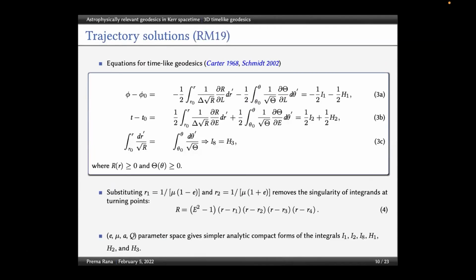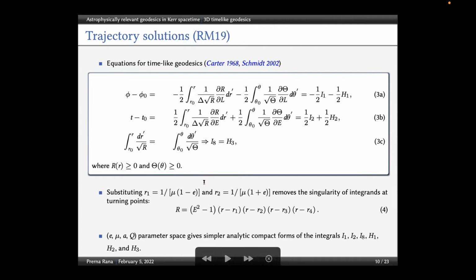Okay, so the trajectory solution of these orbits, the equations were written in this standard form by Carter in 1968, but they were left in this form, which are integrals. And solving these integrals had been a long task, and it had been done by various authors.